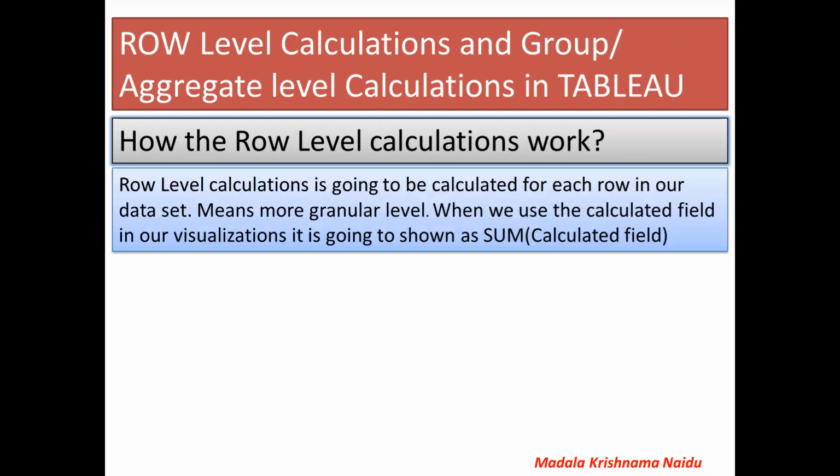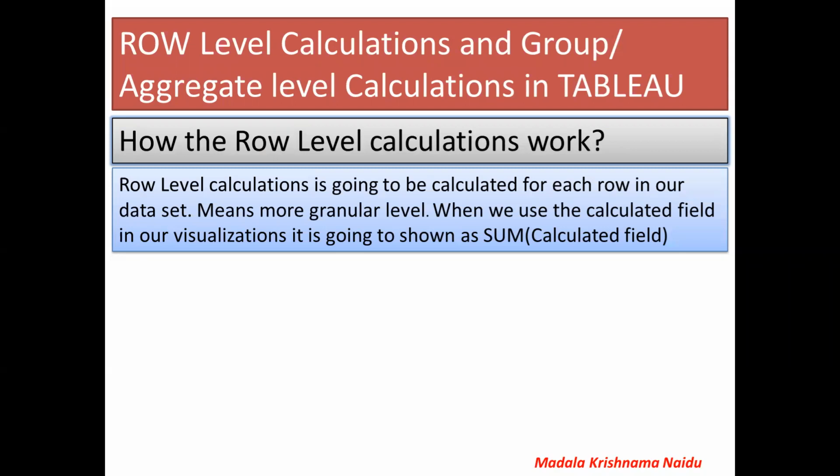As we know, a row level calculation is calculated for each and every row of our data set. Whenever we use that calculated field in our visualization, the default aggregation is going to be sum. Means for each and every row the calculation happens first, and after that, when we use it in Tableau, it is summed up based on the granularity of the visualization.